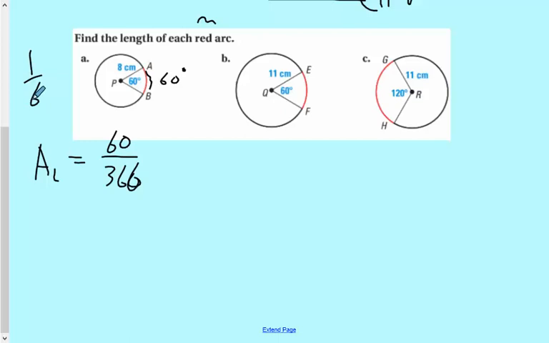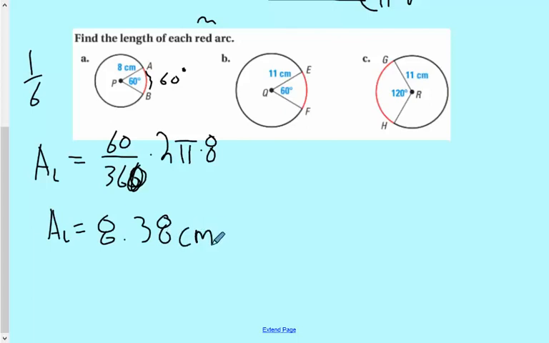So there's 6 of these pieces that make up the full circumference. And then 2 pi r, and I'm using 2 pi r because I have the 8 as the radius there. So that's all arc length is. It's a percentage, 60, and instead of being out of 100, we're out of 360 because there's 360 degrees in a circle. So I'm going to do 2 times pi times 8, and then multiply that by 60, and then divide that by 360, and arc length equals 8.377, so 8.38, and this will be in centimeters.